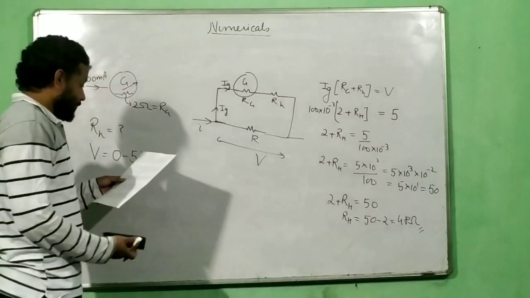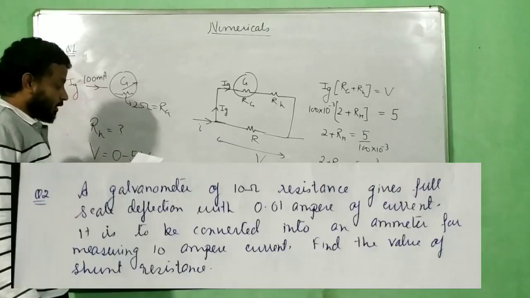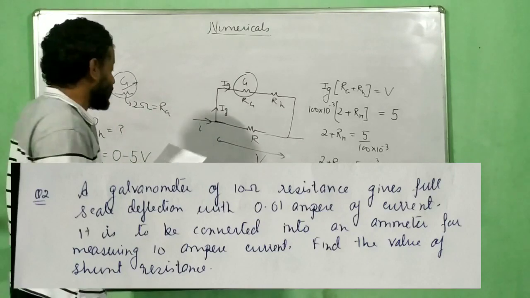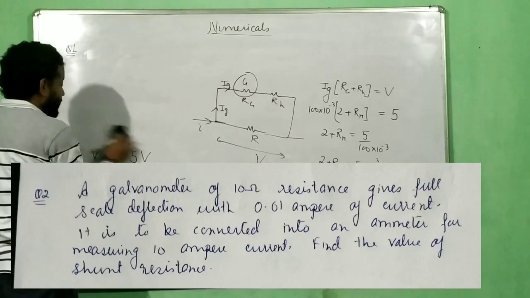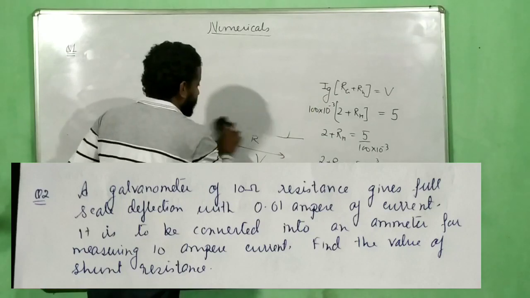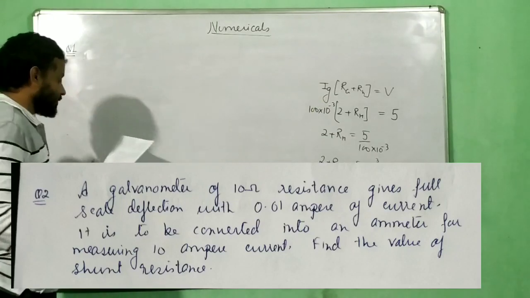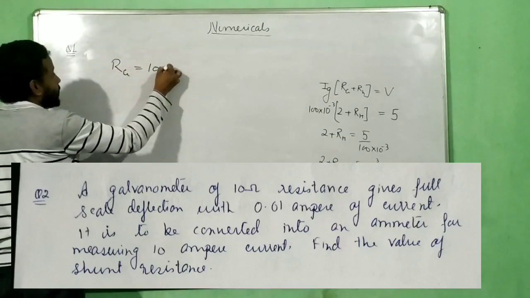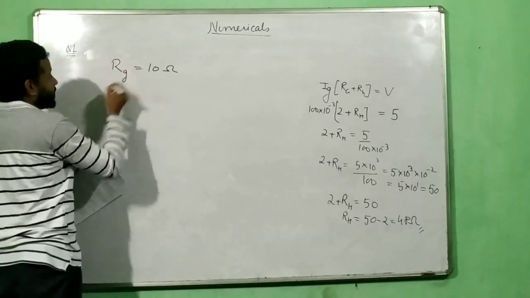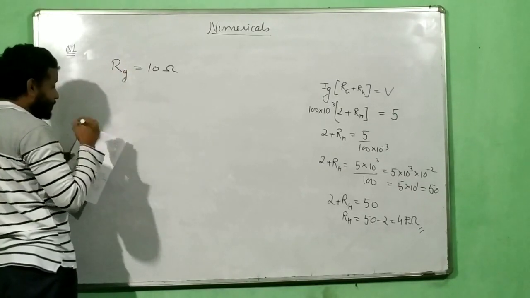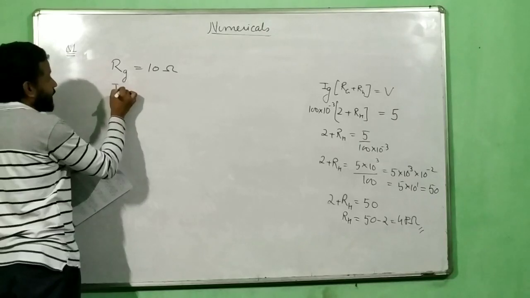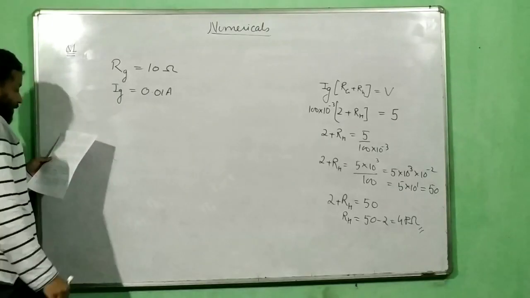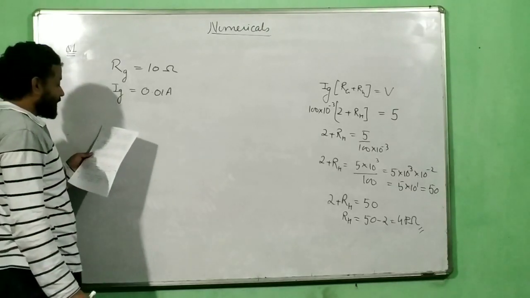Next question, which will appear on your screen right now. The question says a galvanometer of 10 ohm resistance gives a full scale deflection with 0.01 ampere. So question number 2. The galvanometer has 10 ohm resistance, so Rg is equal to 10 ohm. And it gives a full scale deflection with 0.01 ampere. So the safe current is 0.01 ampere. It is to be converted into an ammeter for measuring 10 ampere current.